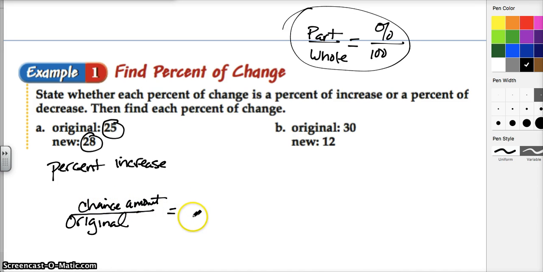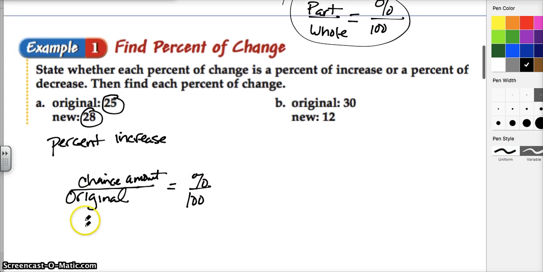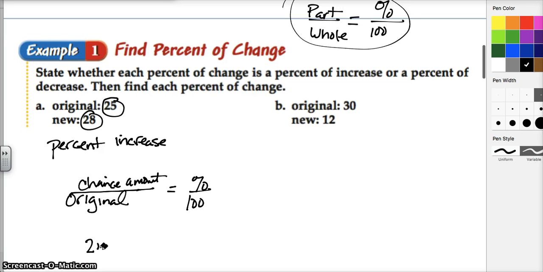All right, let's see how we can break this down for this problem. Over here, we've got the original, which is 25, and the new amount is 28. Well, what is that increase? That change amount is 3. Notice I had to do 28 minus 25 to figure out the change. And then I'm going to figure out the percentage, because that's what I'm looking for, over 100.